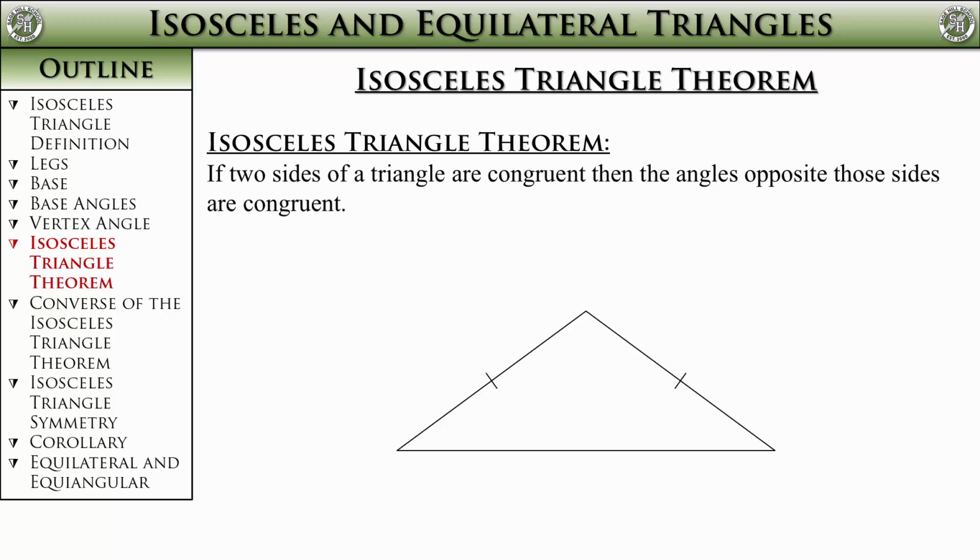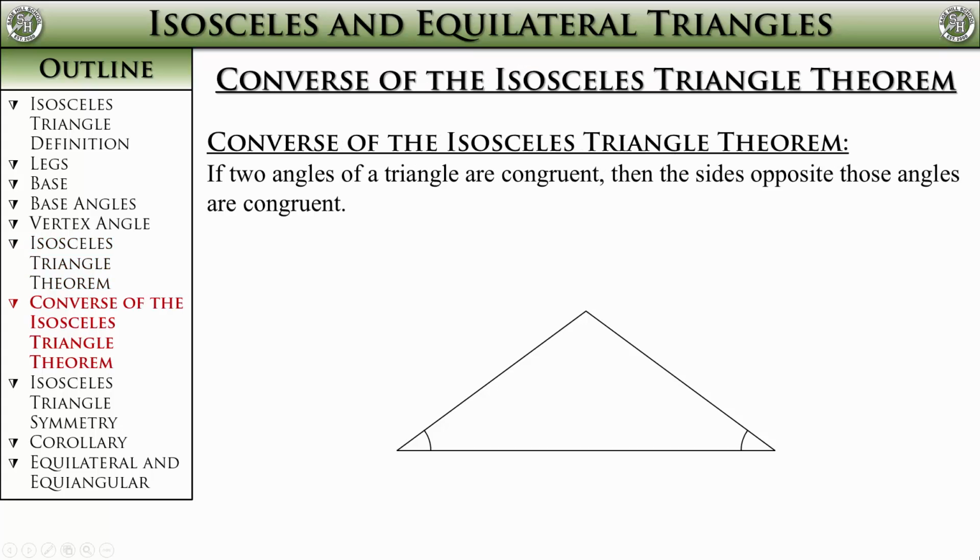First, the isosceles triangle theorem. It says that if we have 2 sides of a triangle congruent, then the angles opposite those sides are congruent. So here I have a triangle with 2 sides congruent. That would be isosceles. This theorem says that not only are those 2 sides congruent, but the angles opposite those sides are also congruent. Those would be the base angles. The base angles in an isosceles triangle are congruent.